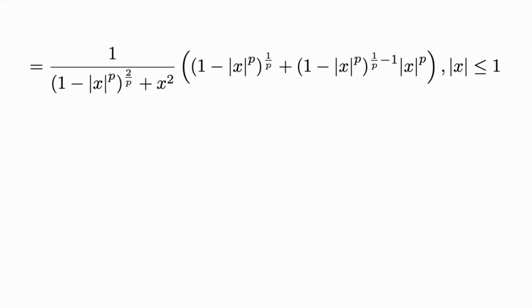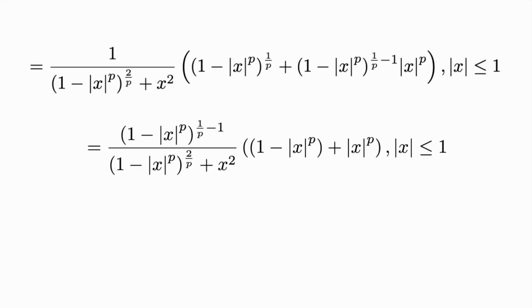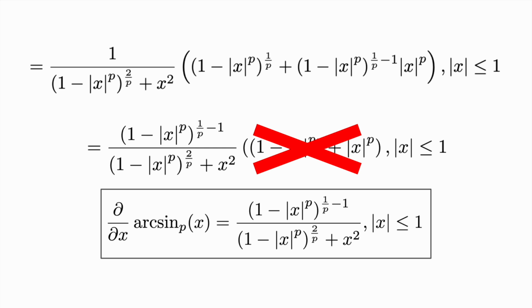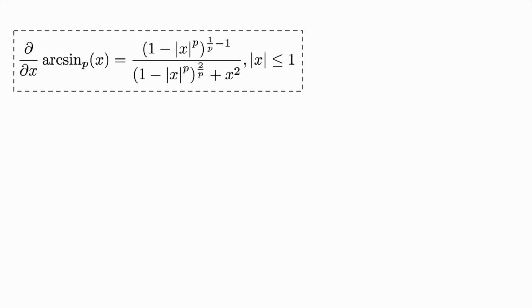We'll get to our final form by factoring out the 1 minus x to the p to the 1 over p minus 1. Since the bit on the right is just 1, we can cancel it out, leaving us with this expression for the derivative of arcsine base p. We'll find the other three derivatives using some identities and the chain rule.